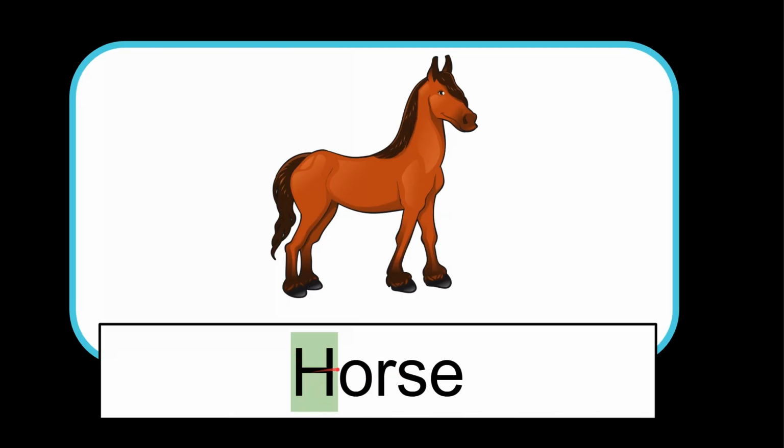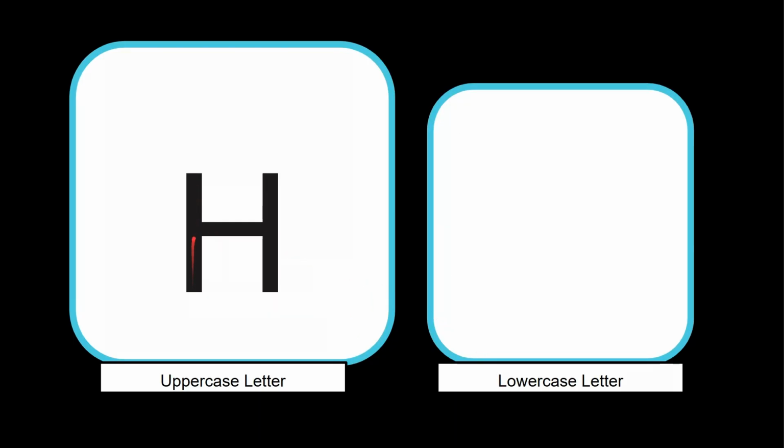Next, we have the letter H, just like in the word horse. We have an uppercase H, and we have a lowercase h. Now let's say your student makes a mistake and puts a lowercase h. I tell them, just add a line, and you can turn it into that uppercase H if you need to.